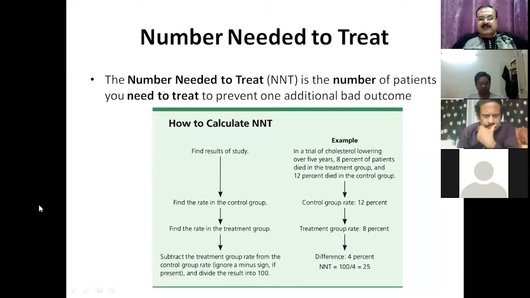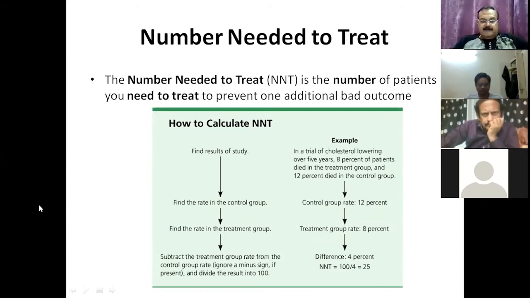The example used here is a clinical trial of a cholesterol-lowering agent over 5 years, and it has found that 8% of the patients died in the treatment group and 12% died in the control group. So the difference between the control and the treatment group is 4%. Number needed to treat is 100 by 4, that is 25. So to prevent one death, you have to treat a minimum of 25 patients. So this is the number needed to treat.